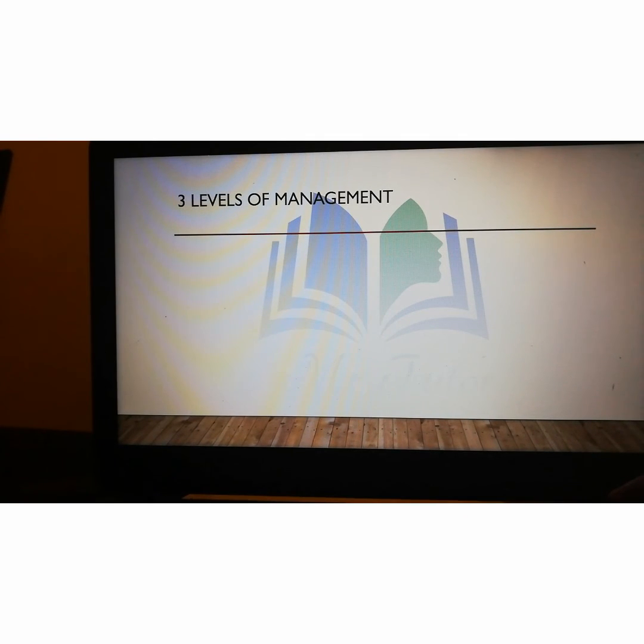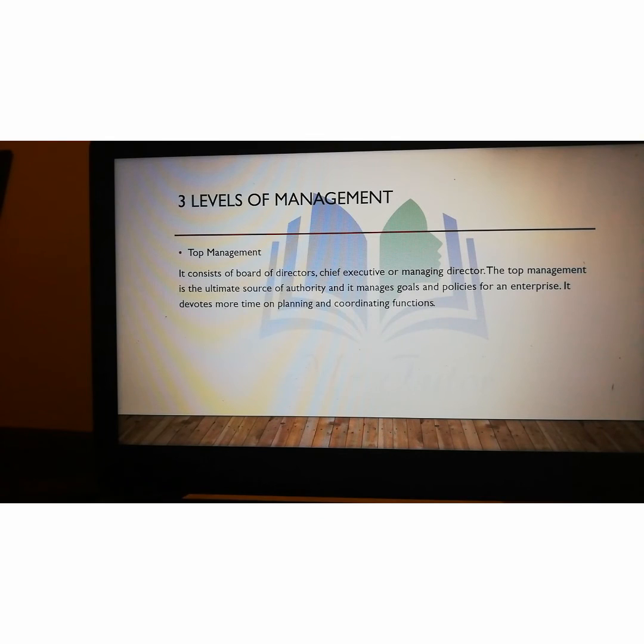Now, like I said, there are three levels of management. The first level of management is the top management. Now, this consists of the board of directors, your chief executive or your managing director, CEOs, your board of directors, your shareholders as well. They also form part of your top management. Now the top management is the ultimate source of authority, and it manages the goals and the policies for the enterprise. It also devotes more time to planning and coordinating functions.